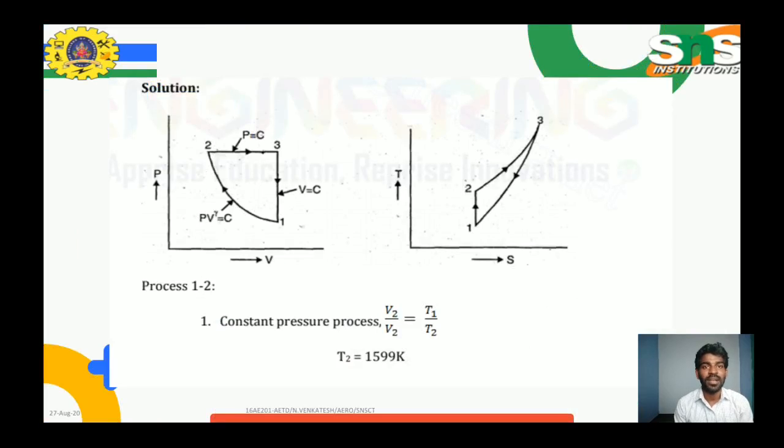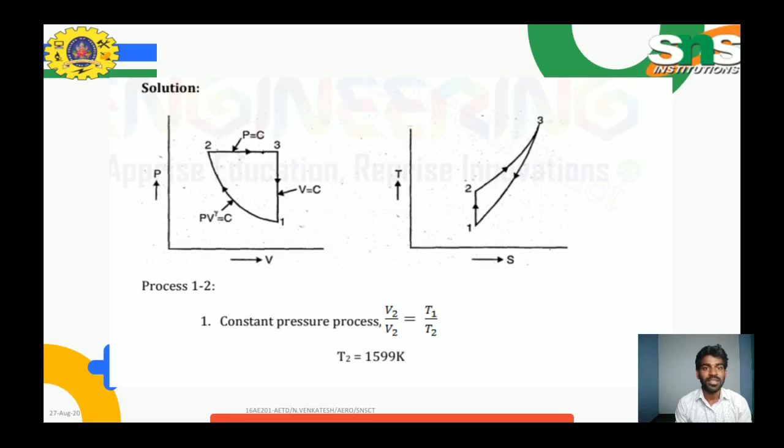This is our PV and TS diagram of the given problem. Here the process 1 to 2 is an adiabatic process, the process 2 to 3 is a constant pressure process, and the process 1 to 3 is a constant volume process. Similarly, the TS diagram shows what the processes are: 1 to 2, 2 to 3, and the final one is 3 to 1.